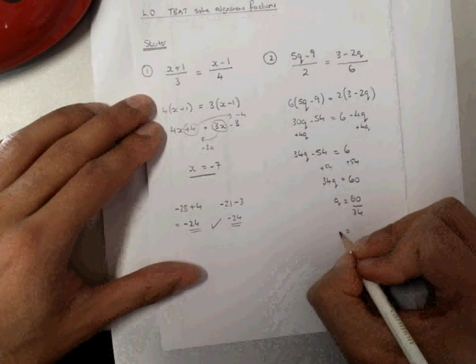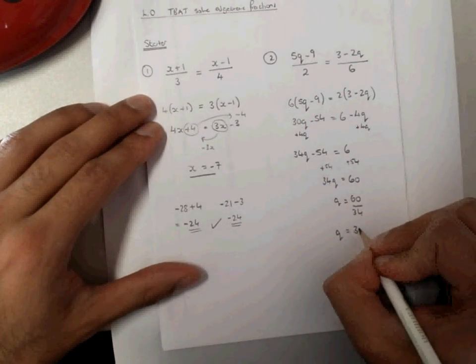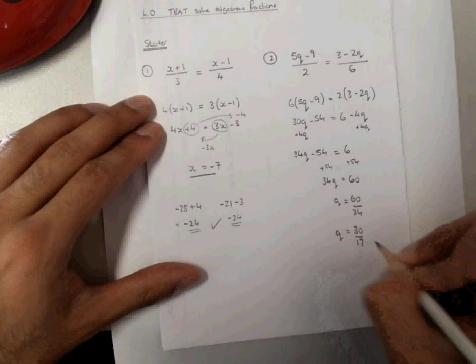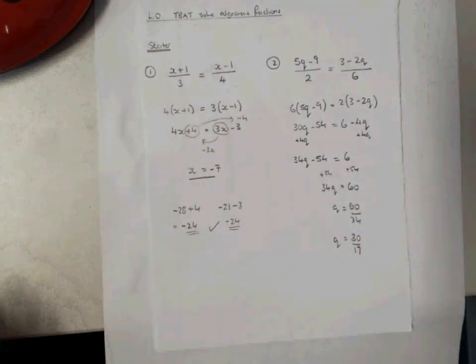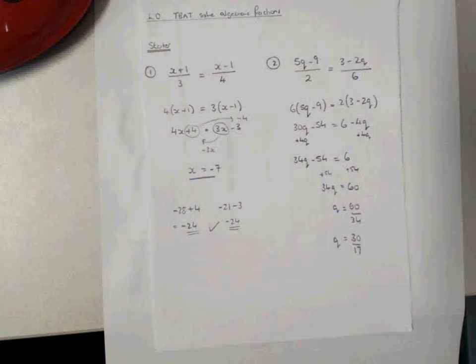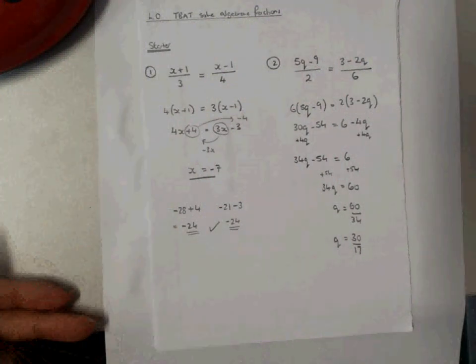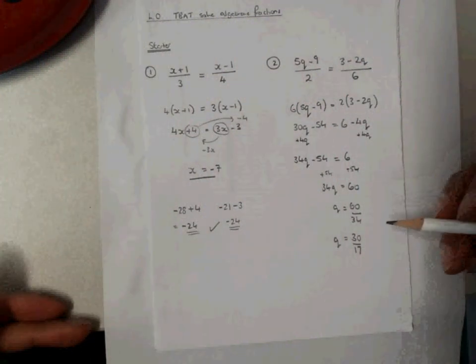Be in a good habit of simplifying things down. Please don't try to use a calculator, but if you do, you should get 30 over 17. Again, you can go around checking it. However, take my word for it, that is actually correct.